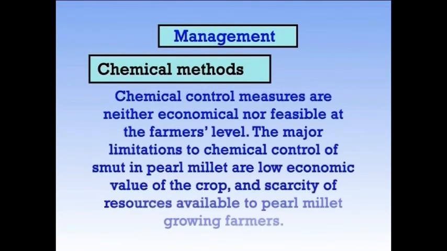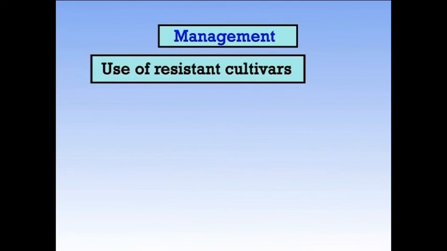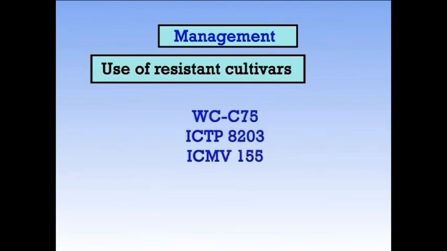Chemical control measures are neither economical nor feasible at farmers' level. The major limitations to the chemical control of smut in pearl millet are low economic value of the crop and the scarcity of the resources available to the pearl millet growing farmers. Use of resistant cultivars like WC C75, ICTP 8203 and ICMB 155.